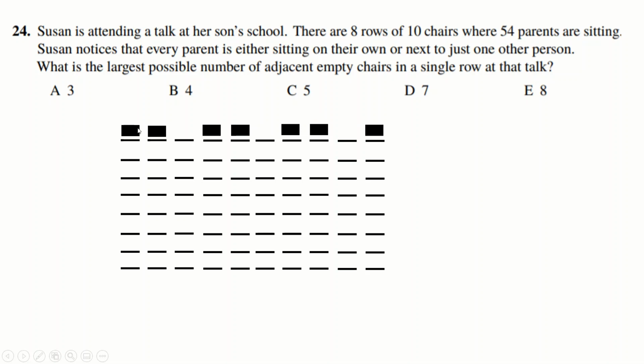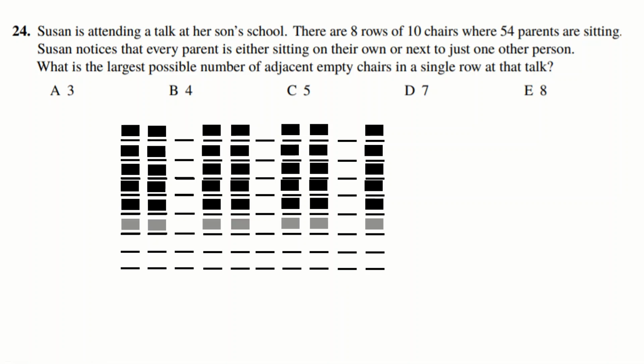Now, the reason I'm trying to put as many people as possible here is because it's saying what's the largest number of adjacent empty squares. So if I fill up from the front as much as I possibly can without breaking these rules here, then I'll have as many spaces as possible at the back. So I'm just going to do that setup quite a few times. And now if I do that 7 times, there are 7 people on each row. 7 times 7 is 49.